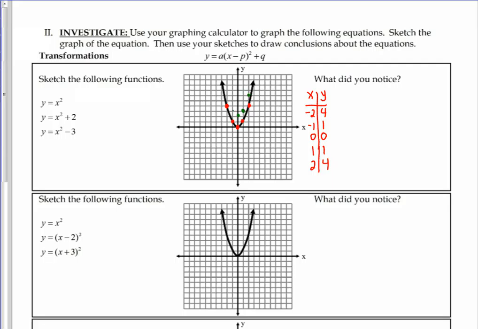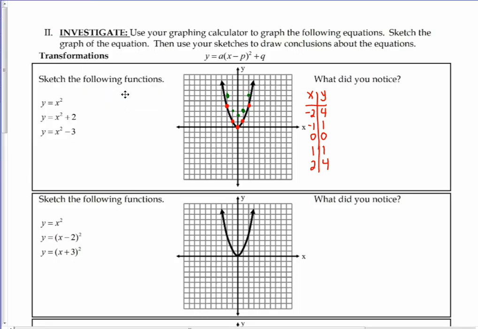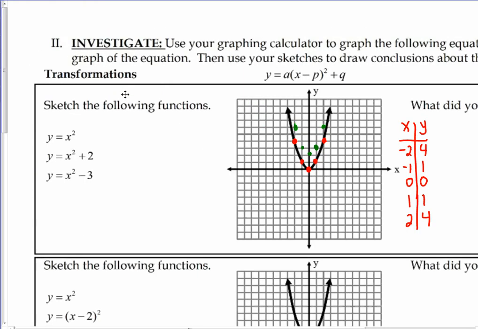Up 2, up 2, and up 2. Let me zoom in a bit. Okay, so we're just 2 up from the other. So the x values stay the same. We just go 2 up, 2 up, 2 up, 2 up. And that would be the graph y equals x squared plus 2.